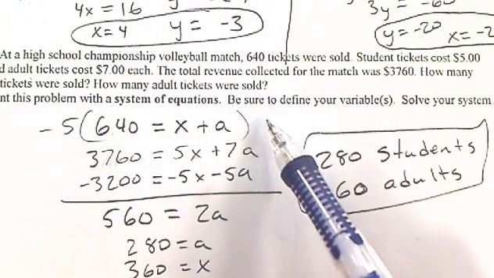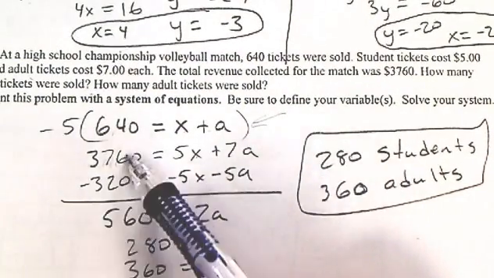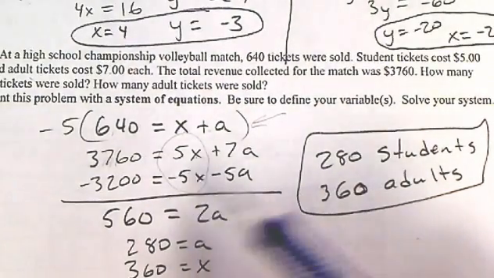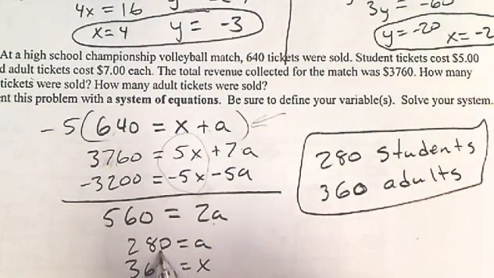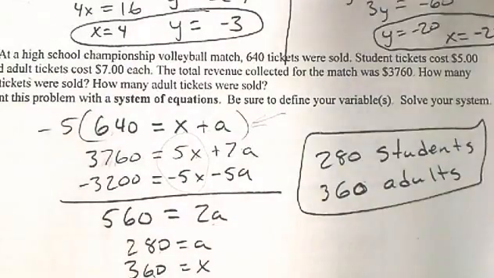And I used elimination for this one. I multiplied the first equation by negative 5. That's how I got this guy. I added them together. Gone. That's why I did it. Good. Divide. And I got my adults. And I plug this back in to find the number of students. And there it is.